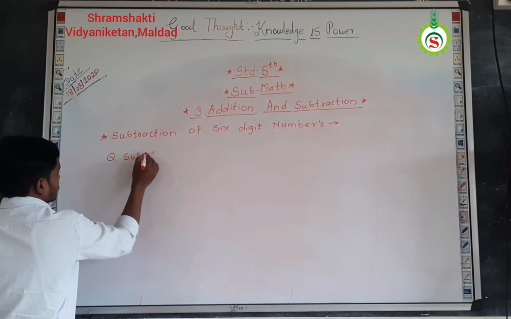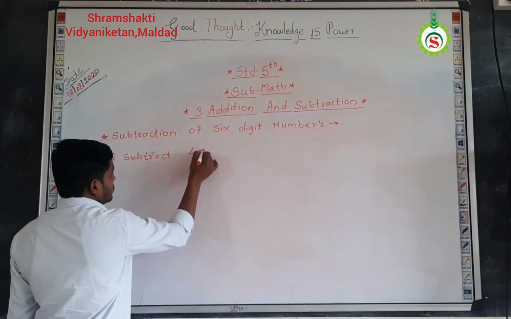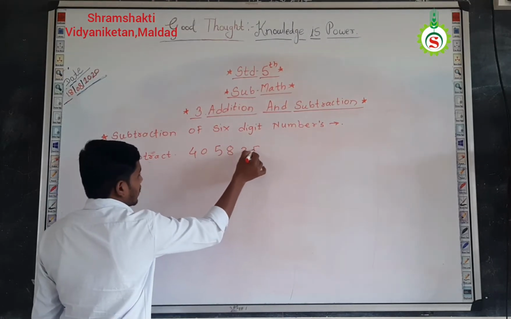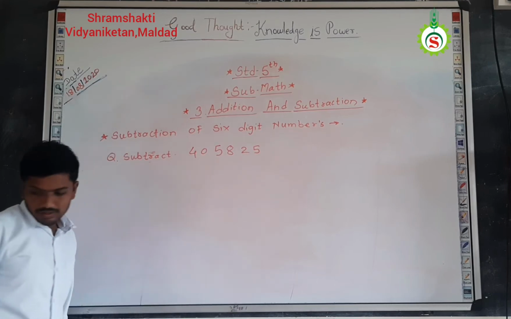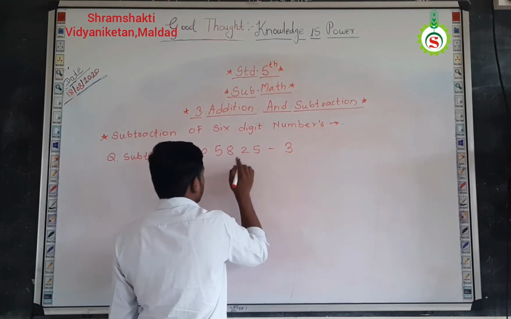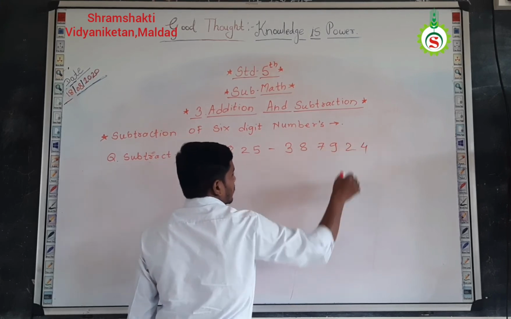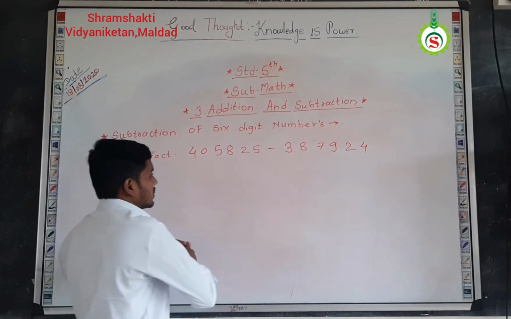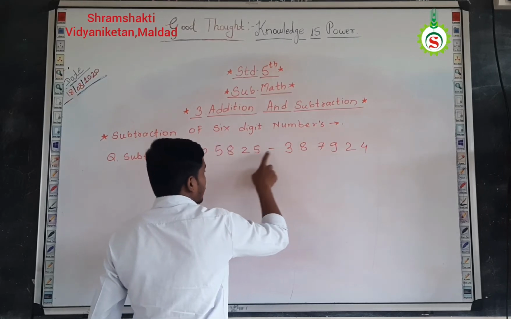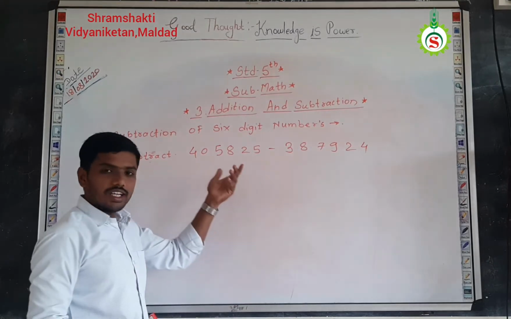Subtract. And the question is like that: 4,05,820 minus, suppose we take the next 6 digit number, 3,57,920. That means both the numbers contain how many digits? 1 2 3 4 5 6. 1 2 3 4 5 6. That means both numbers contain 6 digits.